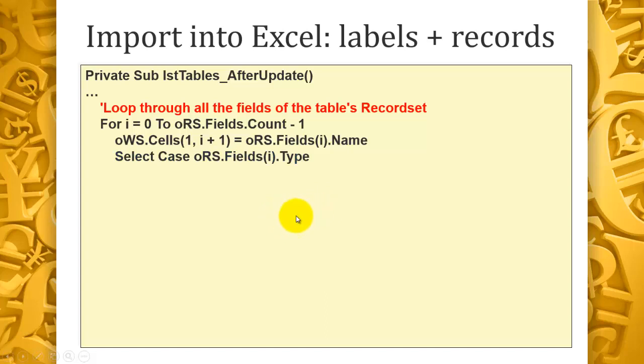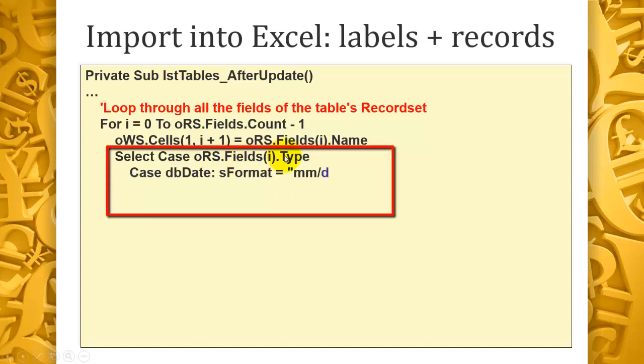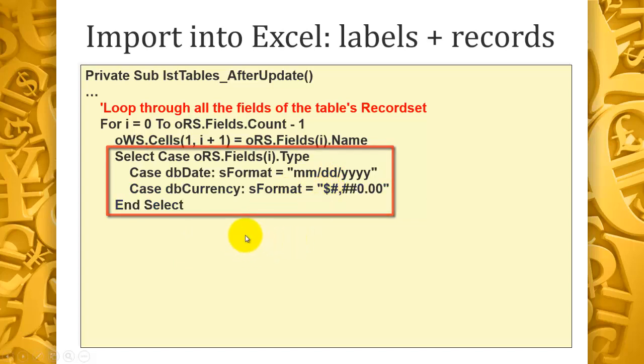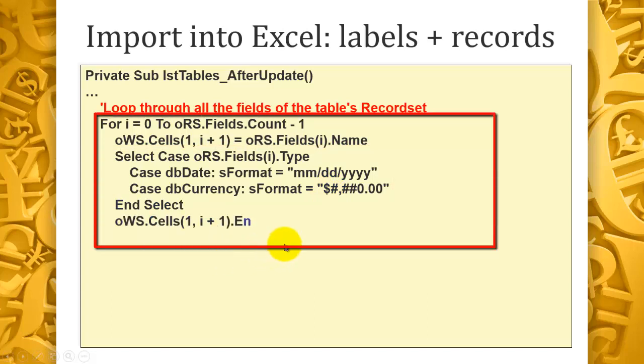Then we are going to make sure that we use the right format. So we do that with a select case. What is the type of that first field, the second field, the third field? If it's of the date type, we are going to use a format: 2 digits for the month, 2 digits for the day, 4 digits for the year. If it's of the currency type, we use this format and select. We are going to change the number format of those cells in the entire column according to S format.